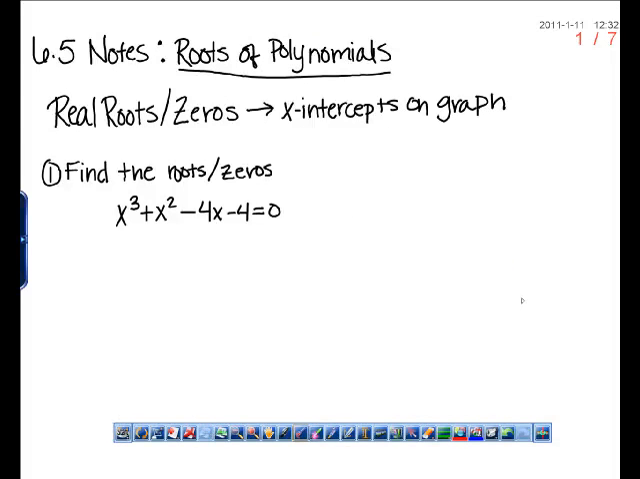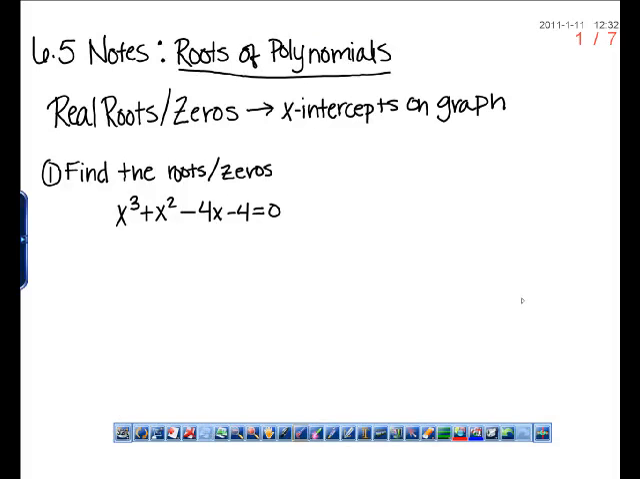All right, so we're talking about roots of polynomials today. We've already spent quite a bit of time talking about the roots of polynomials, okay? And a lot of the problems that we've worked, we've found the real roots. We've talked about which roots would be complex or imaginary. And we know that when we have real roots or real zeros, what does that translate to on the graph? X-intercepts. Whenever we have a real root, that means that we have an x-intercept on our graph.